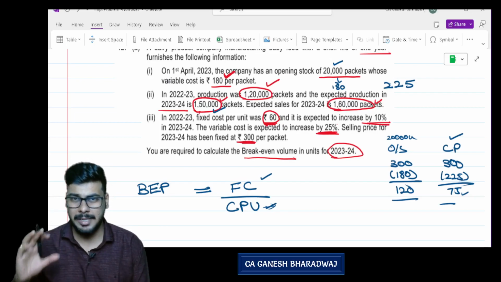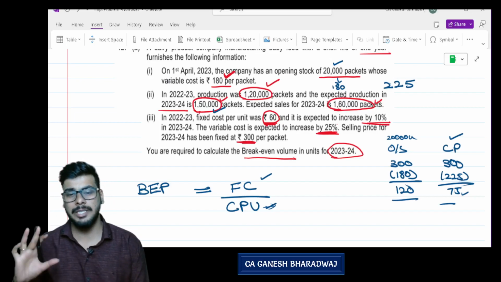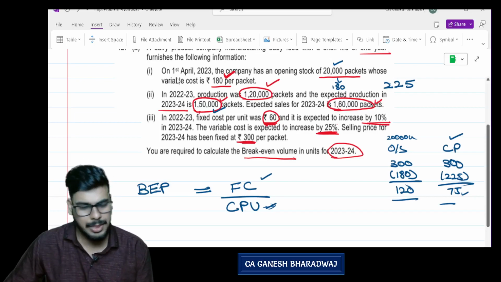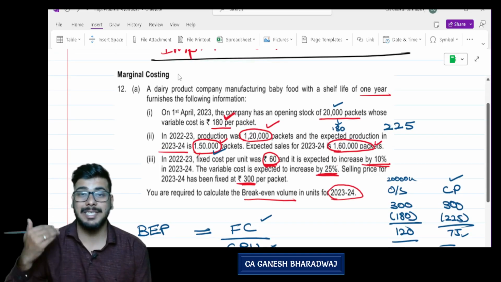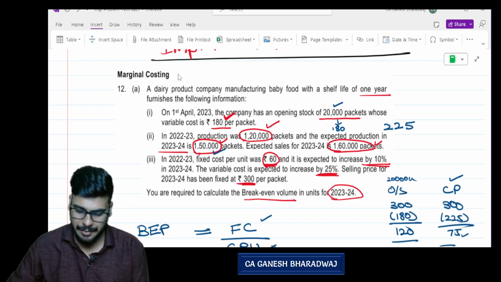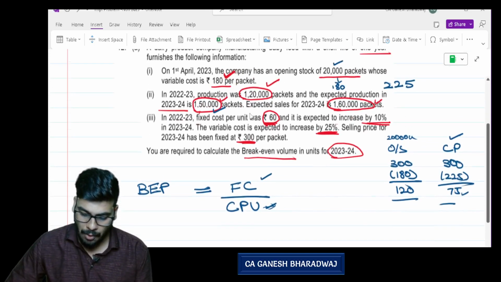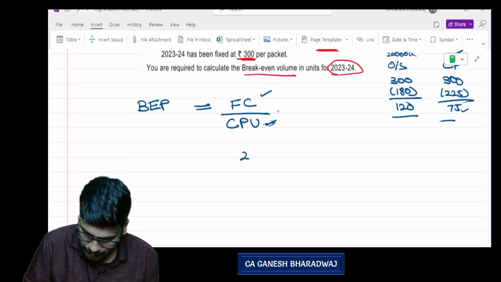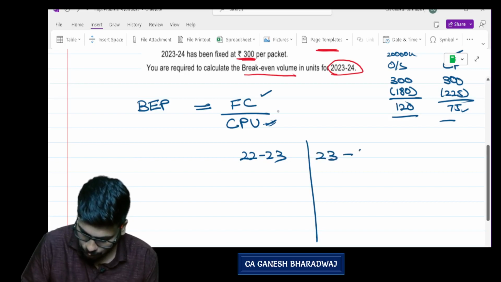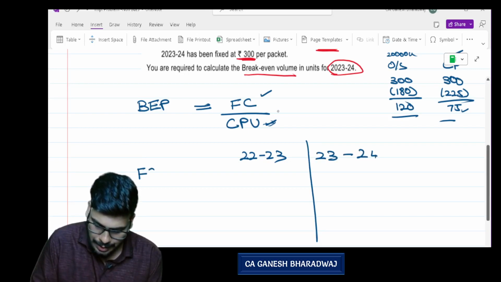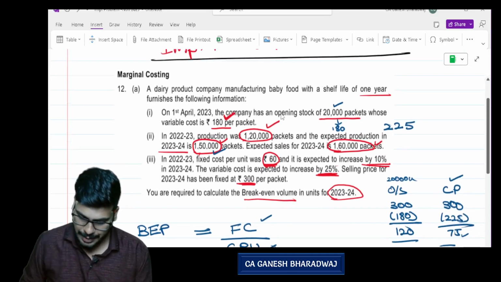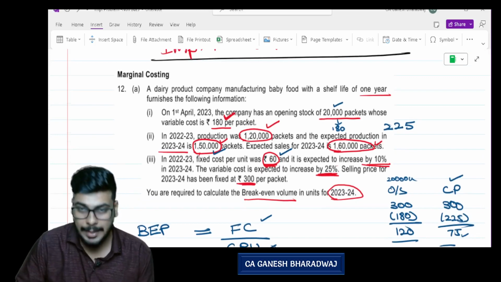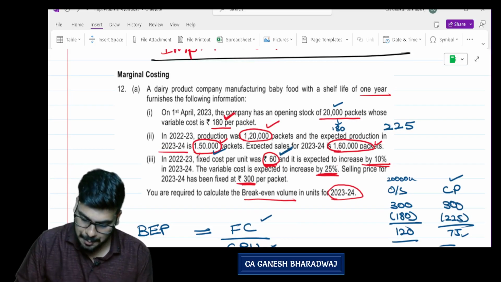Now guys, this is basically simple. If you use some logic, some common sense, you will automatically get it. First, we need to compute how much is the fixed cost, for the year 22-23 and now for the year 23-24. Now tell me, what is the fixed cost for the previous year 22-23? Previous year they have said the fixed cost per unit for 22-23, the last year, is 60 rupees per unit.